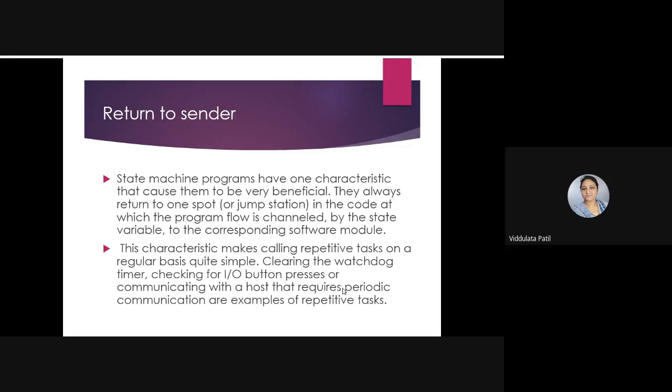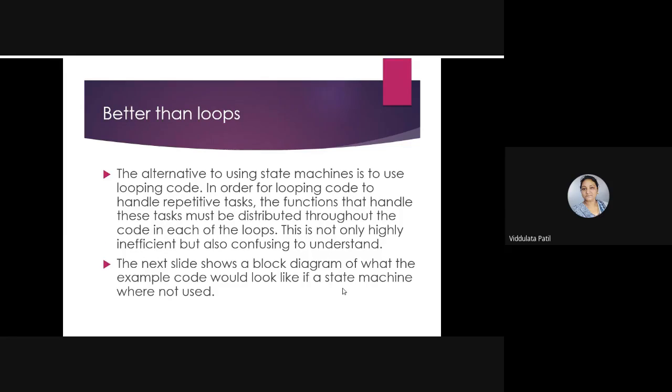That means clearing the watchdog timer, checking the IO button presses, or communicating with a host that requires periodic communications are examples of repetitive tasks. So, the alternative to using a state machine is looping code. So that is the alternative.